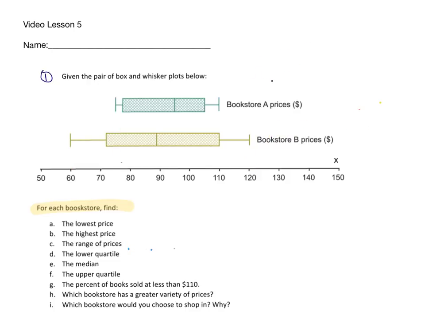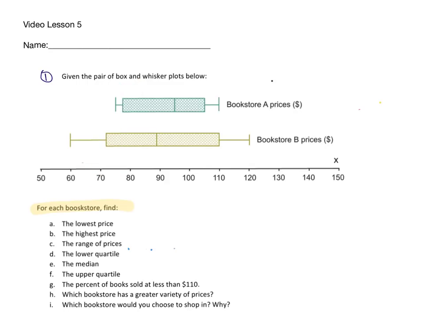The lower quartile refers to the start of the box portion of the box and whisker. So for bookstore A, I'm going to go with 78. For bookstore B, it looks like it's going to be about 72. So those are the lower quartiles. And if this was a test, anything in that ballpark would be accepted. If you give the lower quartile to be 62 when it's closer to 72, that wouldn't be correct.